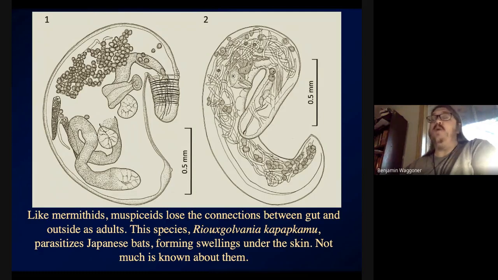This happens to be one that forms swellings under the skin of Japanese bats. Maybe anybody who becomes an exotic animal vet might conceivably have to deal with these at some point down the road. I'm not aware of them parasitizing any species of veterinary importance.